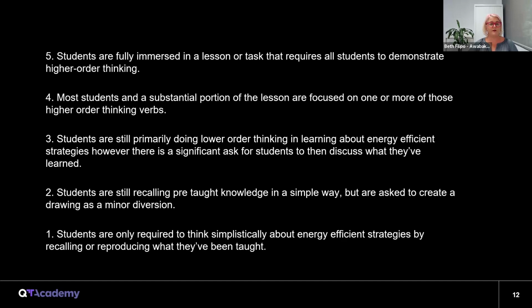And to code a 5, students are fully immersed in a lesson or a task that requires all students to demonstrate higher order thinking. And this might look like each student designing and creating a model of an energy efficient house, providing detailed written justification for each design inclusion. They're also required to identify design challenges and provide possible solutions and alternatives. Students present their models to the class and respond to questions from their peers. You can see here, to code a 5, students are required to justify their decisions, provide solutions to problems, and have a deep enough understanding of their design choices to be able to answer questions from their peers.